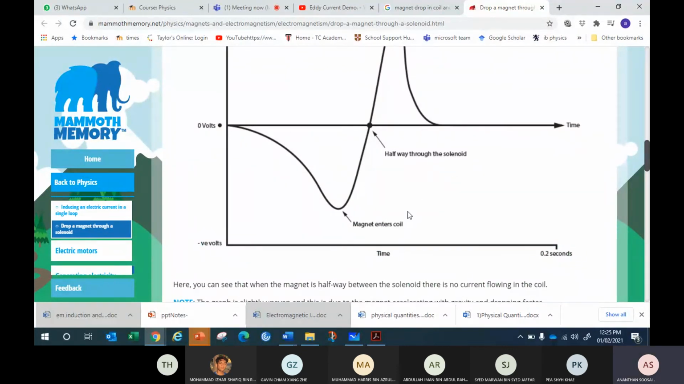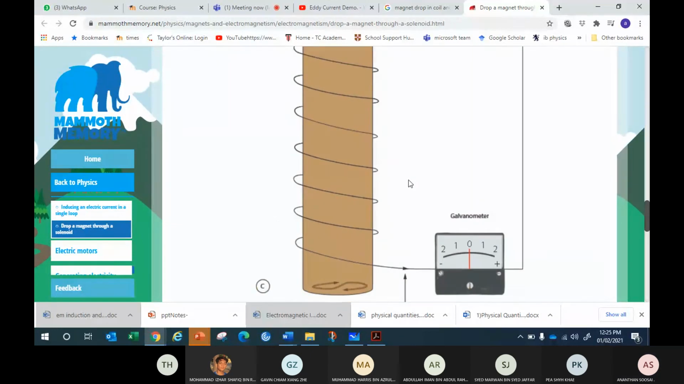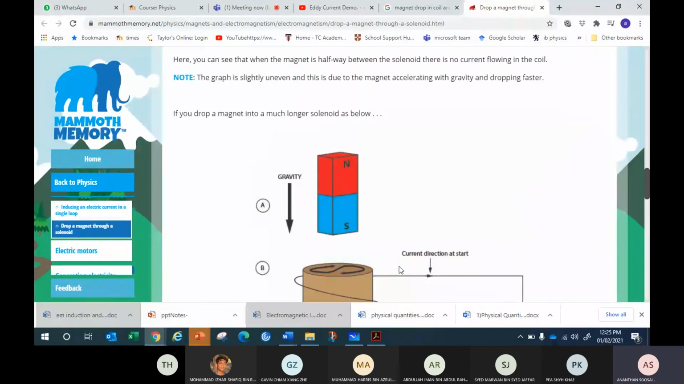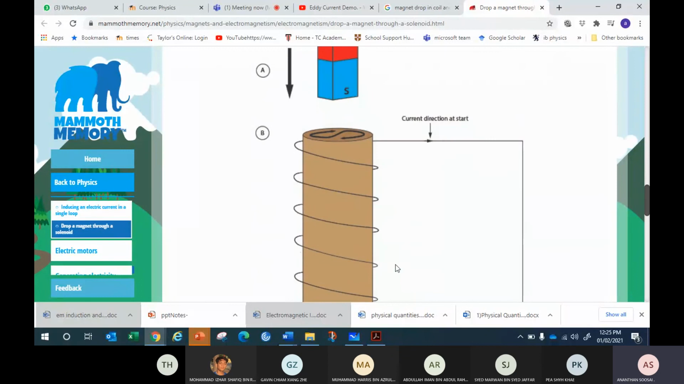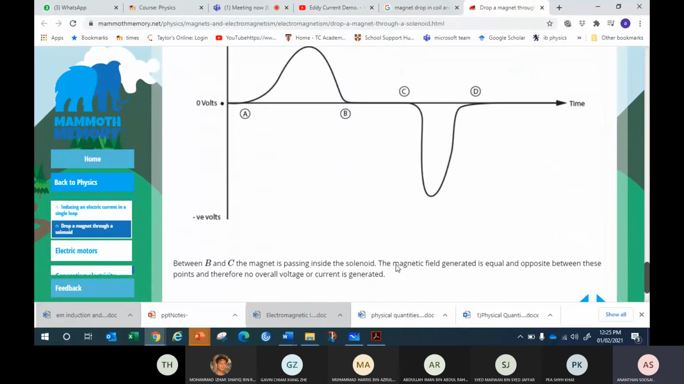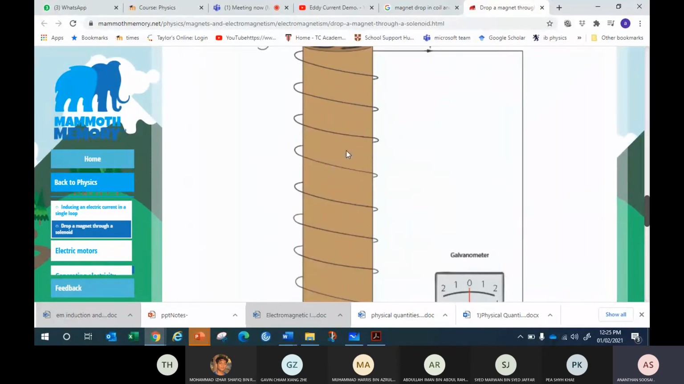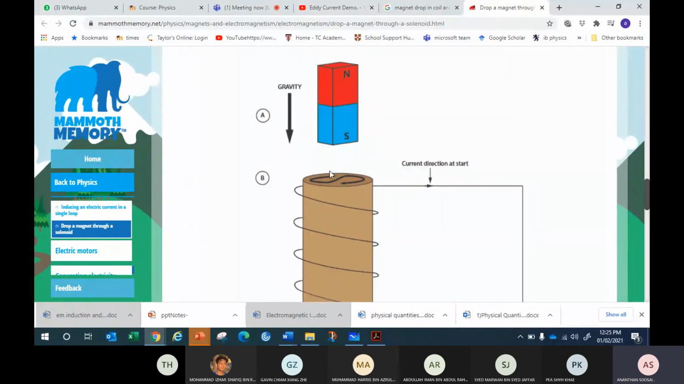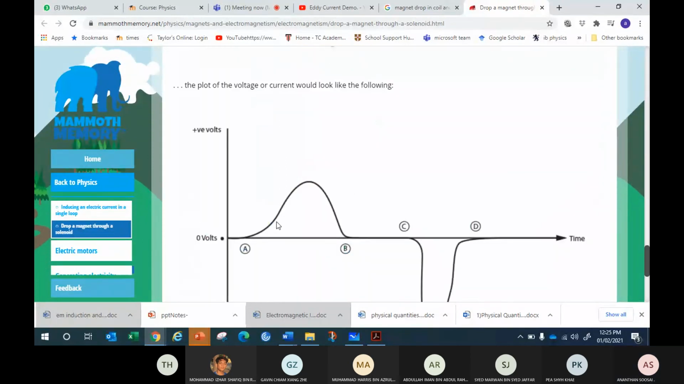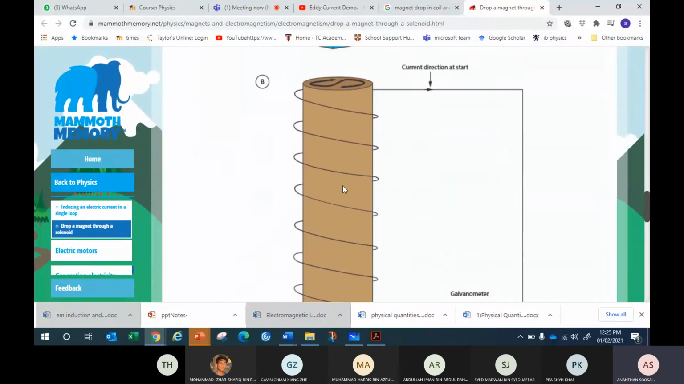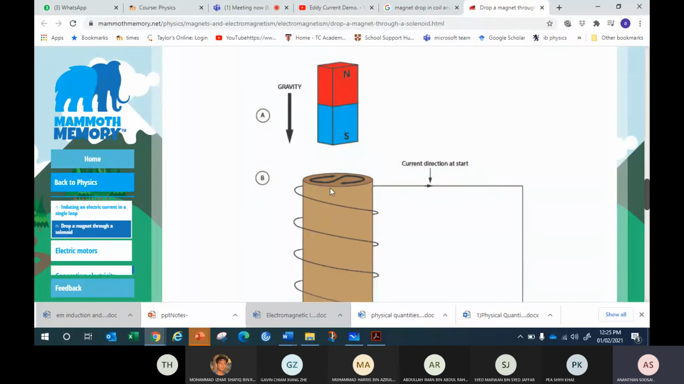But this is not our focus. Our focus is the next one. The solenoid is a big, longer tunnel and the magnet is quite small. When it is dropped inside, how does the EMF change? The graph will be like this. When the magnet enters the tunnel completely, the EMF becomes maximum and then zero again. At point B, the magnet is completely inside the tunnel already, the north just nicely at the end here.